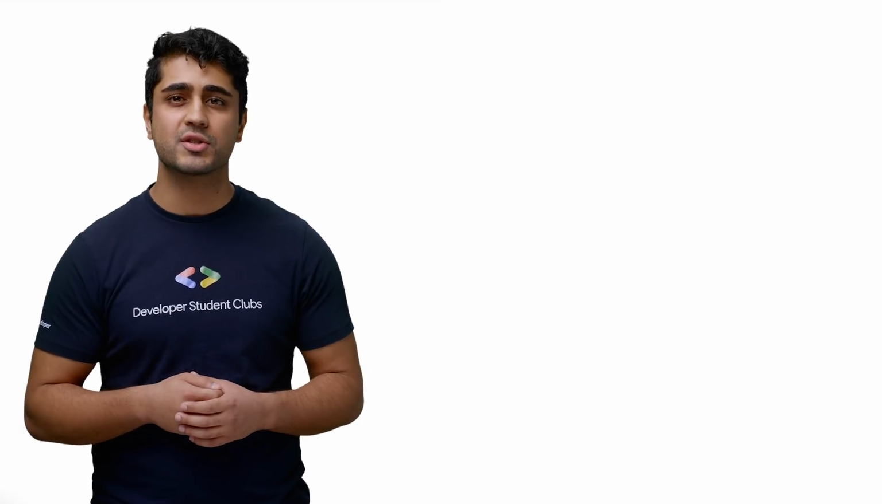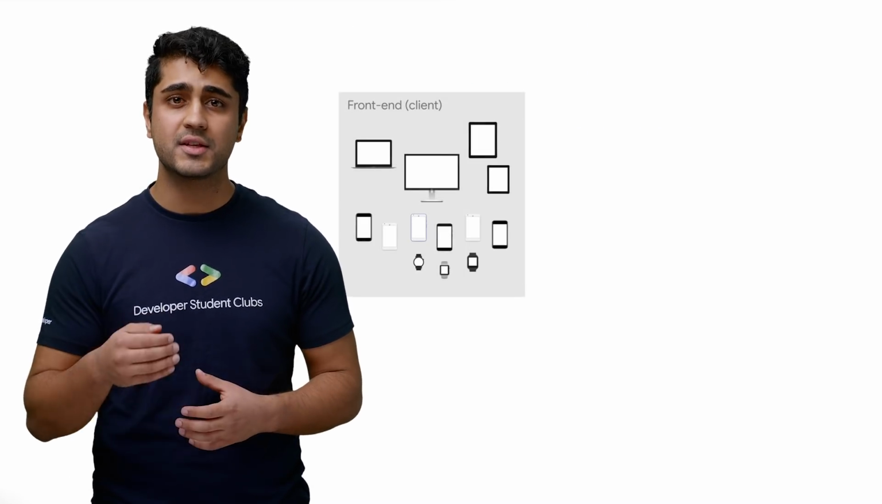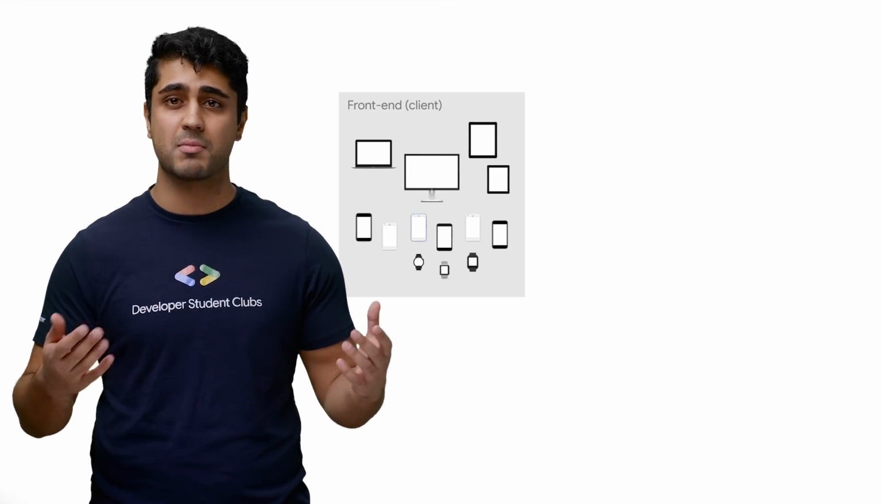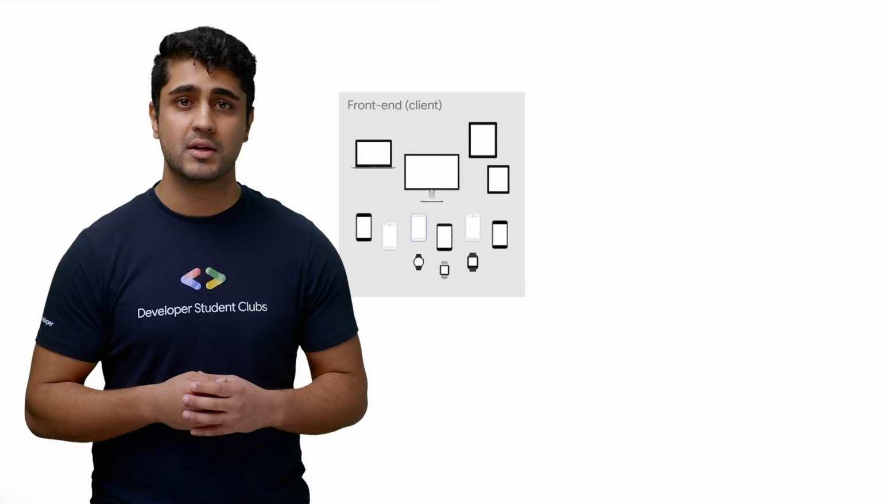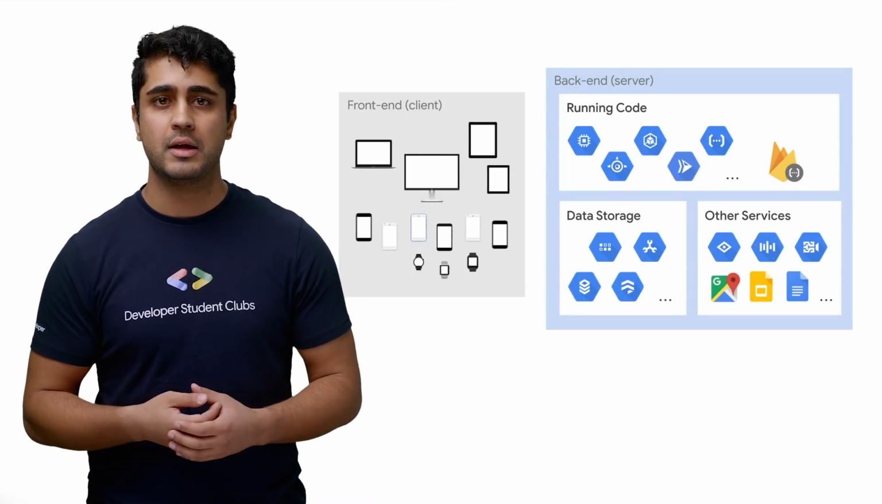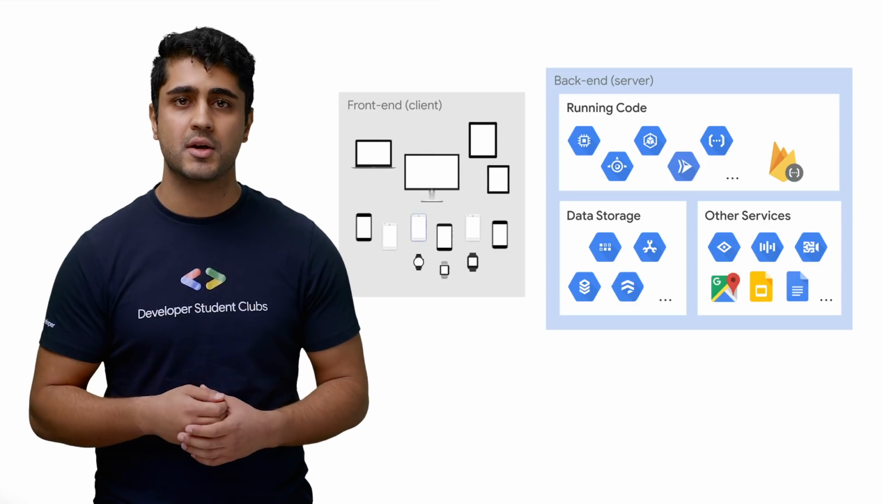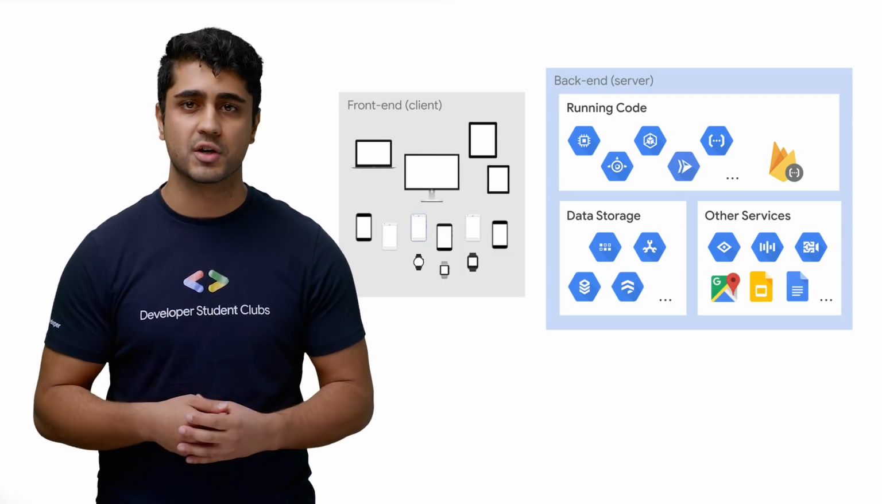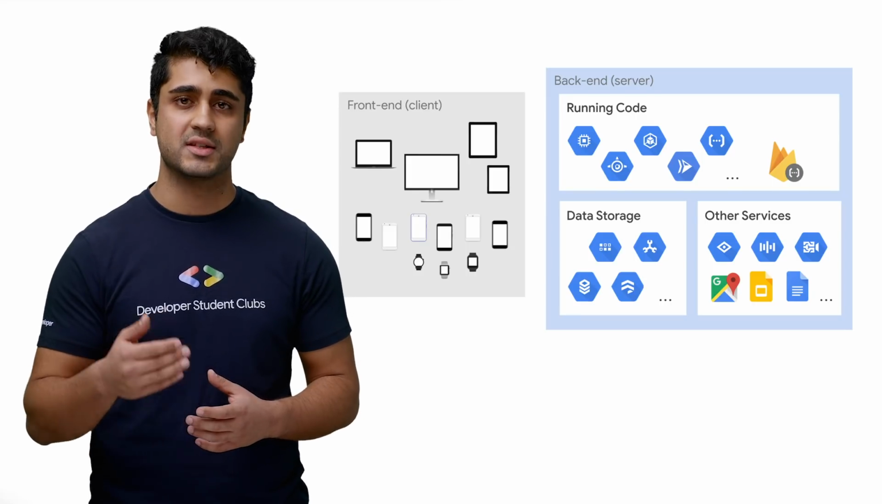Most applications have what's called a front end or client. This includes the mobile devices, laptops or desktop computers, tablets, and smartwatches that we know and use. There's also another side to the equation, which is called the backend or server. And most backends have multiple parts, which can mostly be bucketed into running code, data storage, and other services. Let's walk through an example.